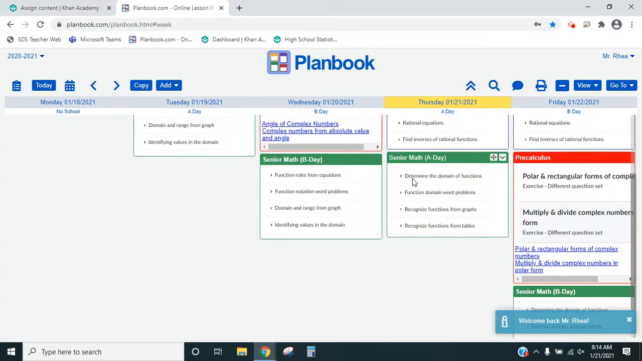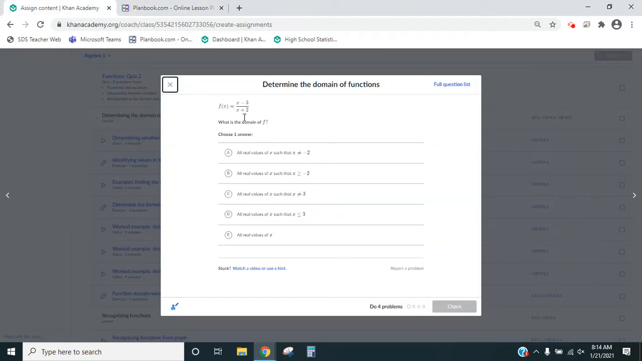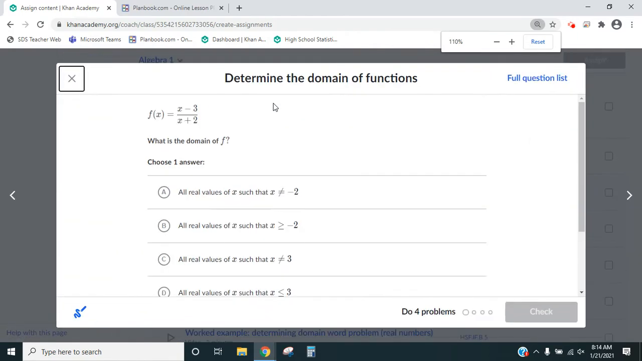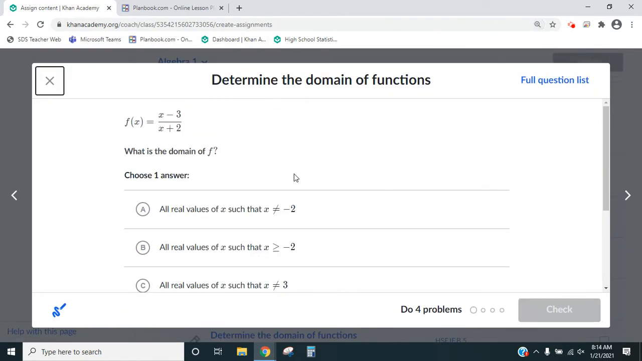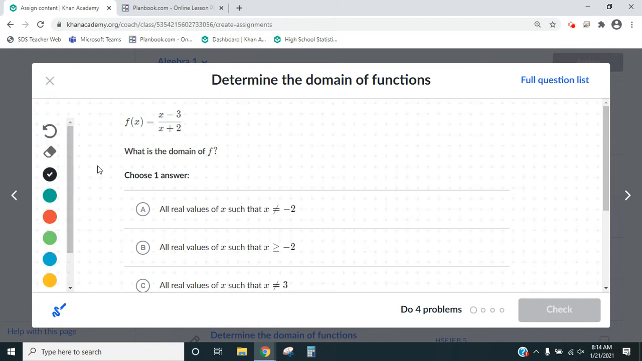All right, so we'll start with determine the domain of functions. So that's what we're on here. Everybody can see that, right? Easy enough. Okay, here you go. It says, what's the domain of f? So domain is the numbers that we are allowed to plug into an equation that will give us an answer when it pops out, right?